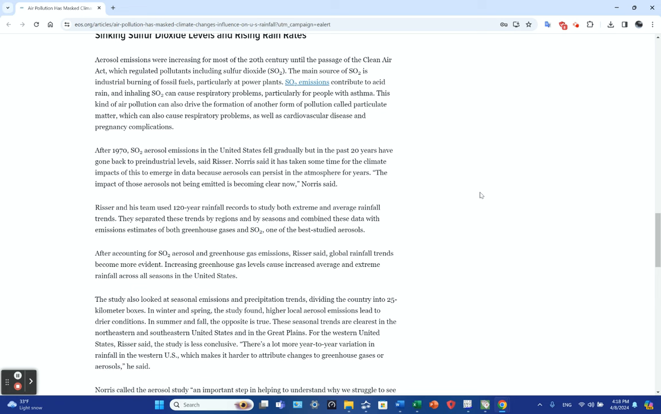This kind of air pollution can also drive the formation of another form of pollution called particulate matter, which can cause respiratory problems as well as cardiovascular disease and pregnancy complications.